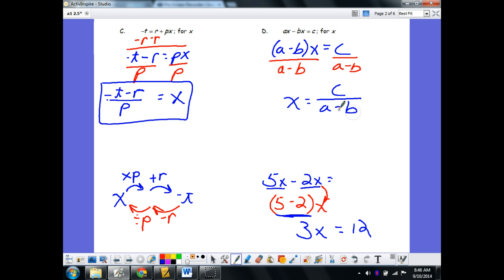Our result is x equals c over a minus b. In our next video, we're going to take a look at solving some formulas for different variables.